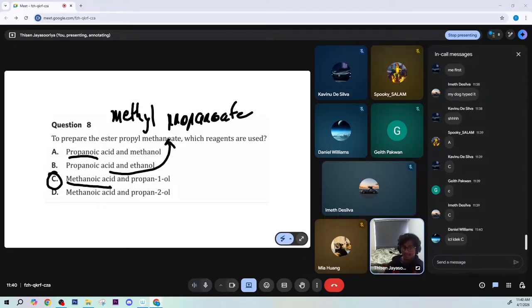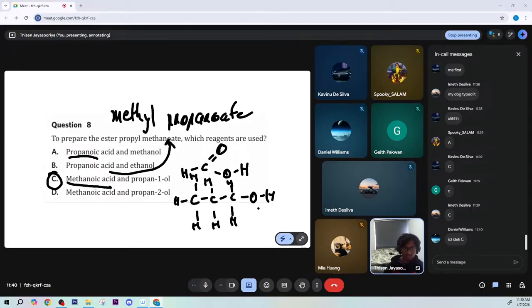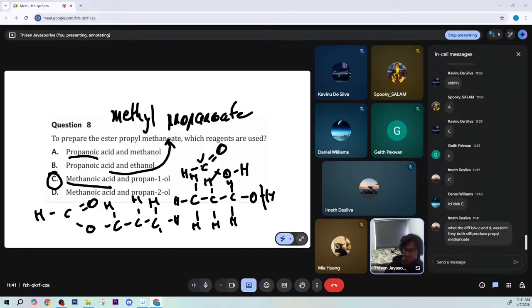So here we have the methanoic acid, and this here is the ethanol. What's happening here is that this loses its H, this loses OH, and they connect to each other to produce that ester. Does that make sense? So we're literally using this as my basic one.